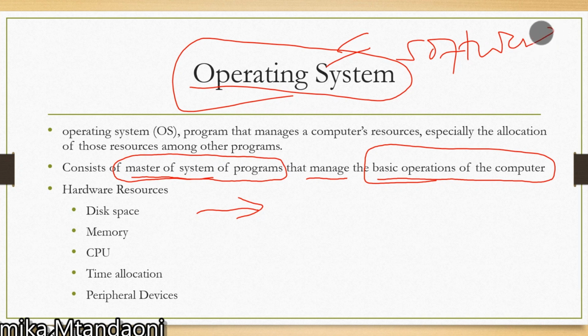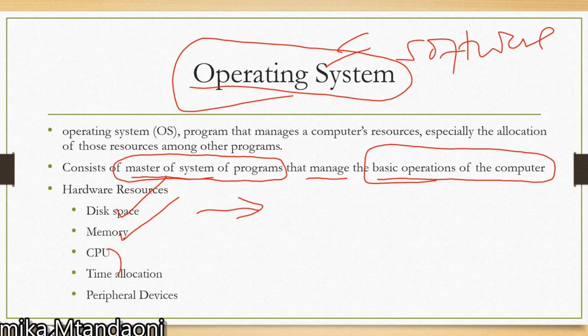The other name for operating system is what we call a software platform. It consists of a master system of programs that manage the basic operations of a computer. These programs provide resource management services of many kinds. In particular, they handle the control and use of hardware resources, including disk space, memory, CPU time allocation, and peripheral devices. The operating system allows you to concentrate on your own tasks or applications rather than the complexities of managing the computer.